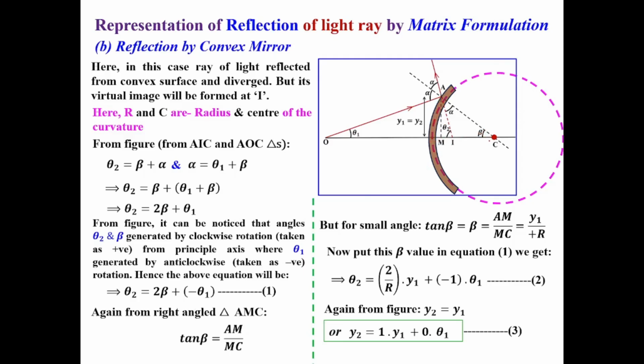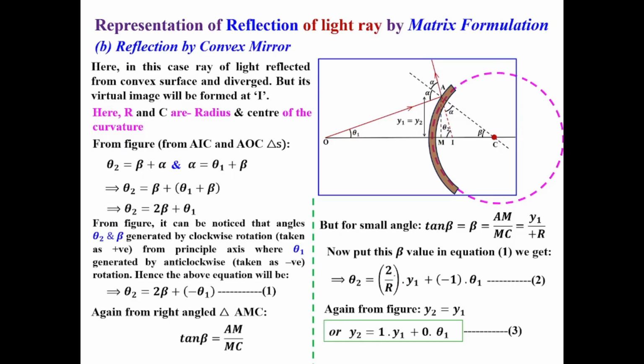As we are considering the length from this surface to this side, we are considering towards the right side. Towards the right side means the sign convention is positive. So MC, for small angle beta, this distance will be R, but according to sign convention it will be positive. So for small angle, beta will be equal to AM by MC. AM, this height, is nothing but Y1 by plus R. Now put this beta value in equation number 1. Here, instead of beta, we have to put Y1 by R. We can get equation number 2.